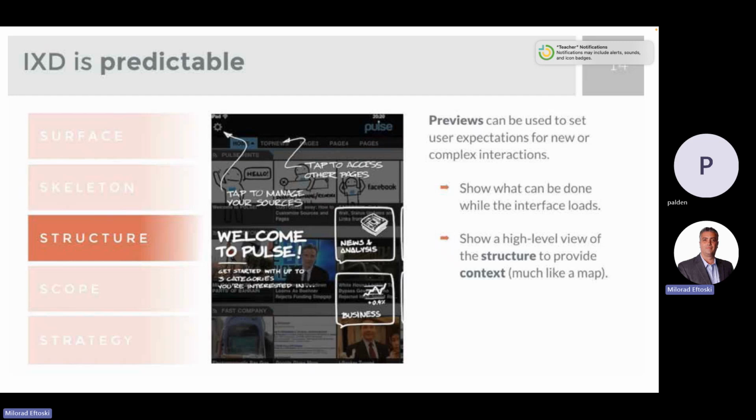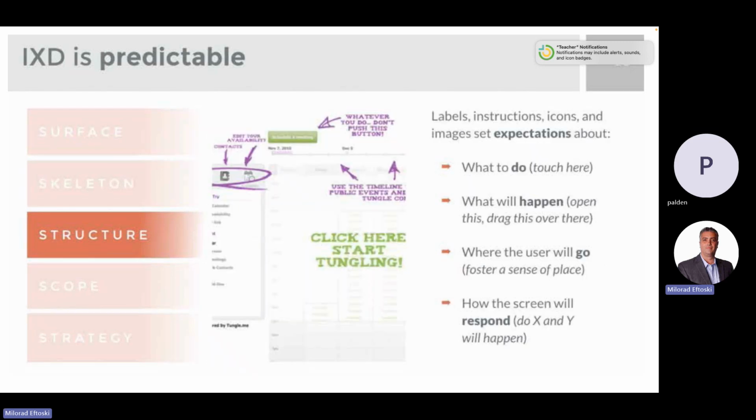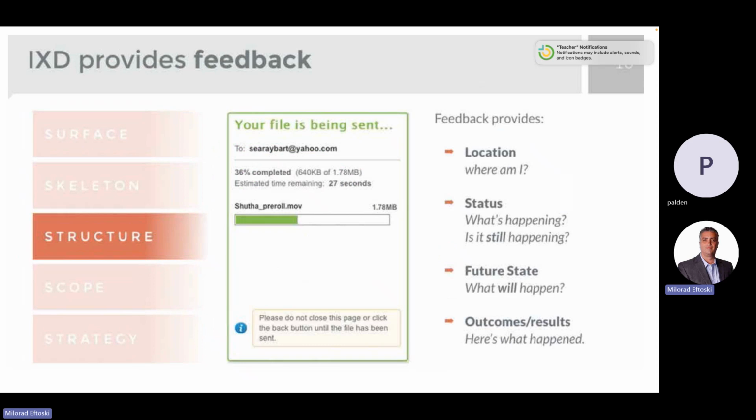But these are important. While the app loads in the background, it tells you the actual interactions of what you have to do. You can do the same thing in your app as well. Build in a tutorial on how to use your product. And there are some examples of notes of tutorials: what will happen, what to do, where you can go, fostering a sense of place, how the screen will respond, what will happen when you do X and Y, and so on and so forth. Another one, feedback. This is so underrated.